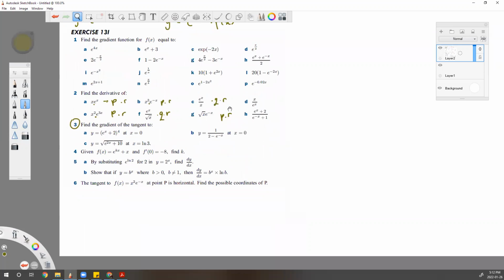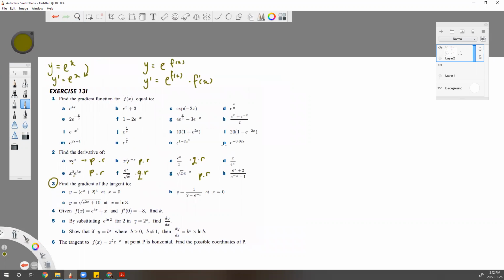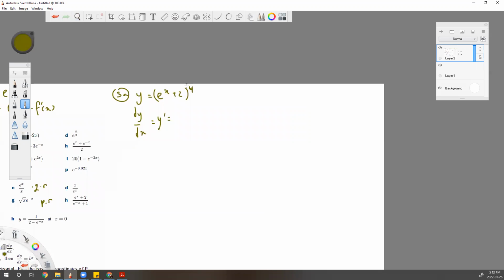Number 3 and number 2 are quite the same, but what is the difference? The difference is it's asking you for the value of the tangent, right? The gradient. So for question 3a, for example, I have y equals (e power x plus 2) power 4. It's still simple. We don't have to look at the x first. What we need to do is derive dy/dx, or y accent, right? So we use the chain rule. See, it is a function to the power of something, right? So we use the chain rule.